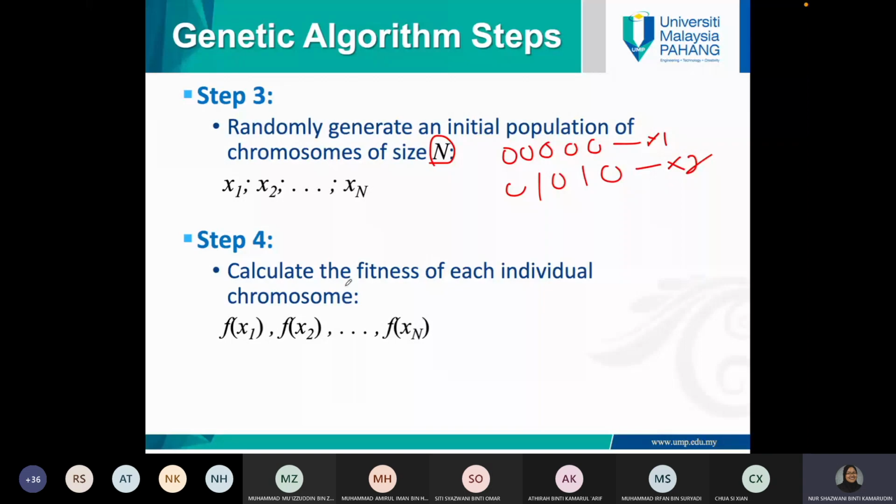And step 4, we calculate the fitness of each individual chromosome. You will be given the function and then you will have the x value, and then you just put the x value in your function and calculate the fitness of each chromosome. Each chromosome will have an integer number that represents the x value. You put the x value in the function, and then you will have the fitness for each individual chromosome. We call this chromosome 1, this chromosome 2, like that.